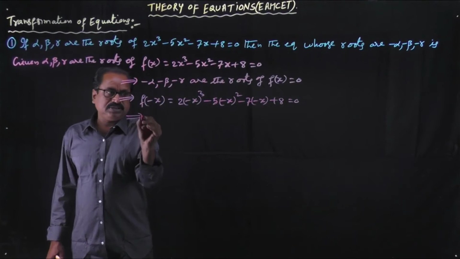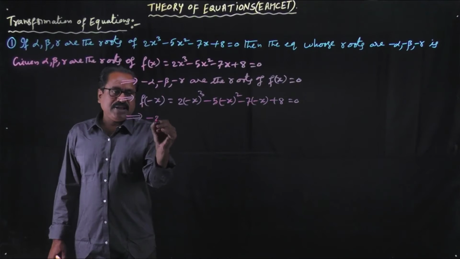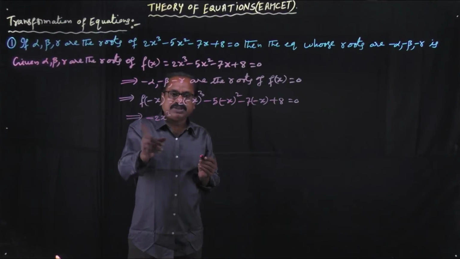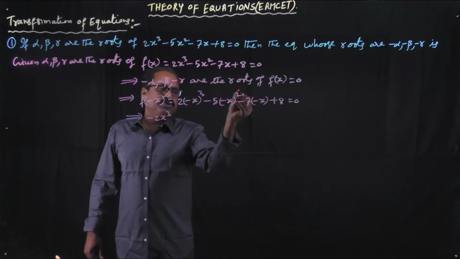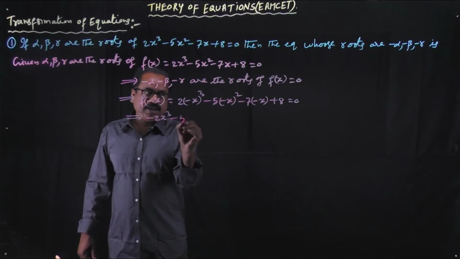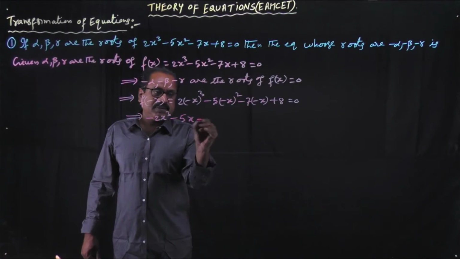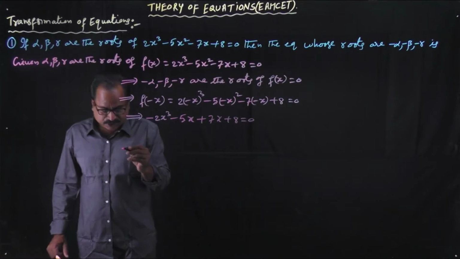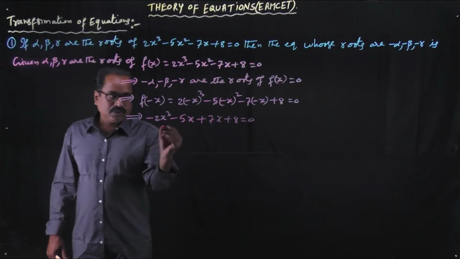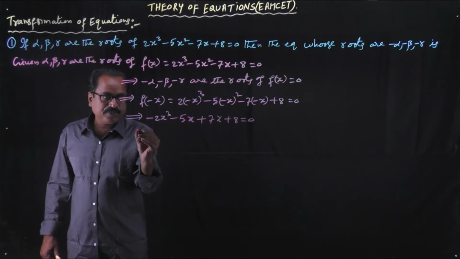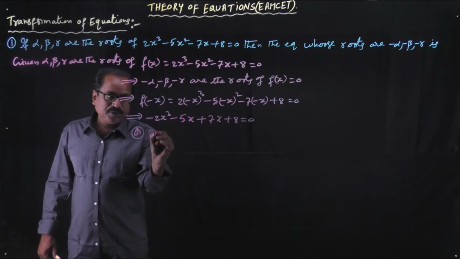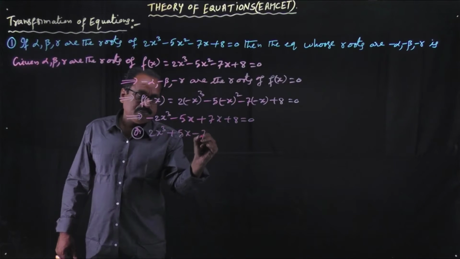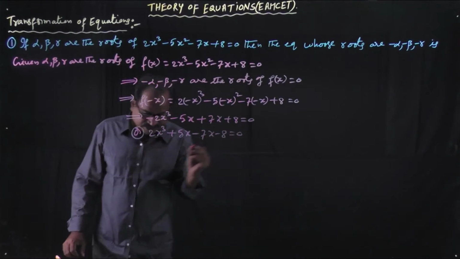So this implies minus 2x cube minus 5x square plus 7x plus 8 is equal to 0, or 2x cube plus 5x square minus 7x minus 8 is equal to 0.